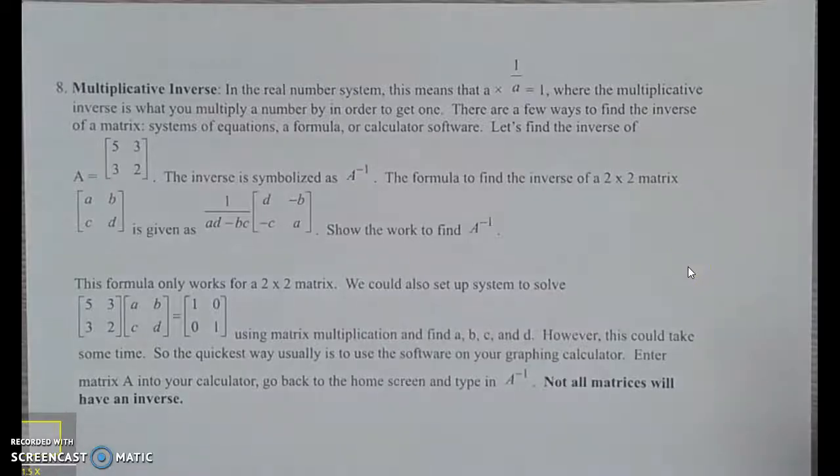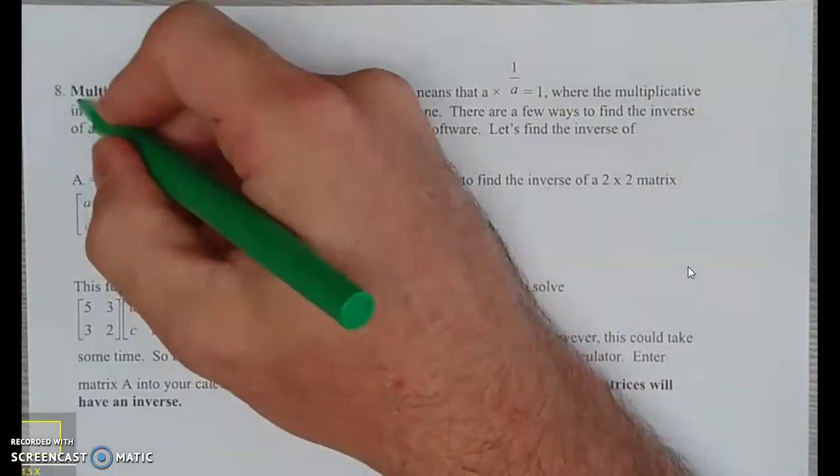Alright, so I know some of you guys were not with us today due to various things, and what we did today was we looked at the idea of using matrices to help us find a solution to a system of equations. And a lot of that has to do with the idea of a multiplicative inverse.